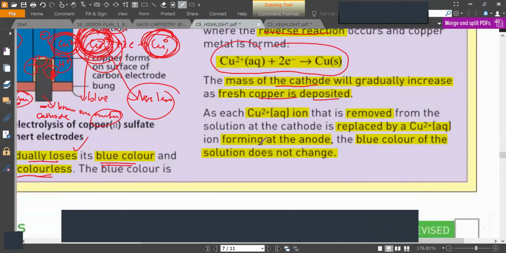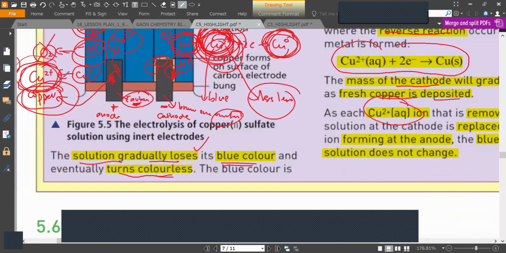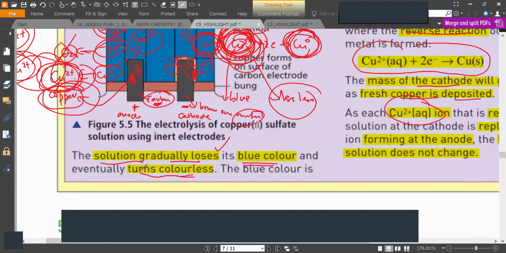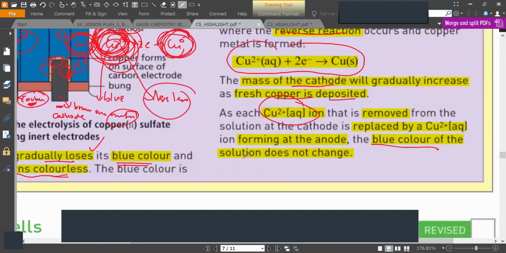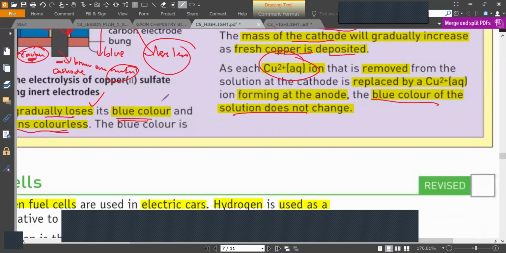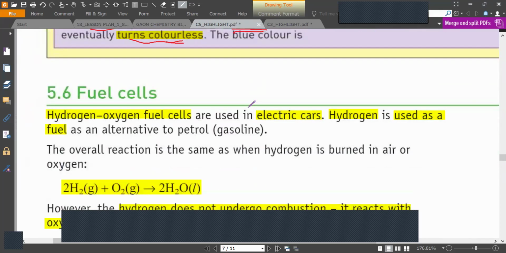And then in here, each copper ion we use up is replaced here. So the blue color of the solution does not change. So that is the two situations. These are the most complicated situations that we have so far. If you do not understand or remember, it's okay. We will come back and repeat again, or you can come back to watch the video.